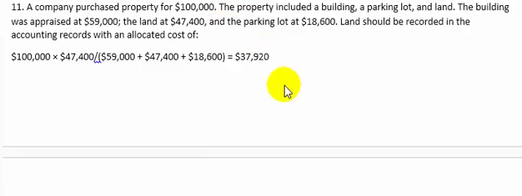You do the same thing for the parking lot. You take 18.6 and divide it by the total appraised value to get that fraction. Anyway, when all the smoke clears, you want to make sure that the allocated cost of the land, the allocated cost of the parking lot, and the allocated cost of the building all total $100,000. I think we're done.